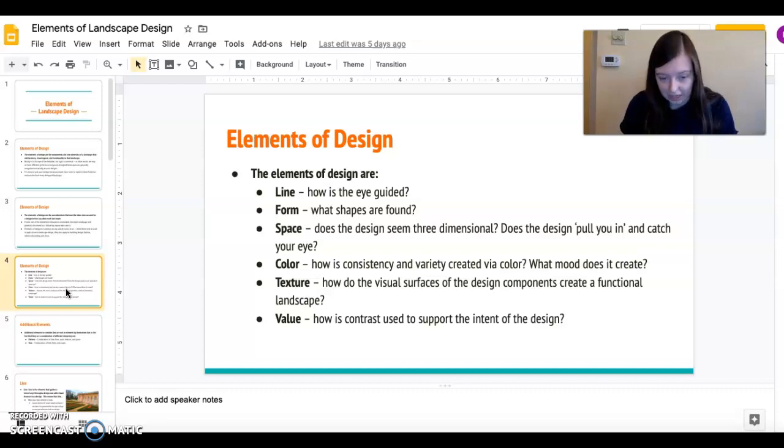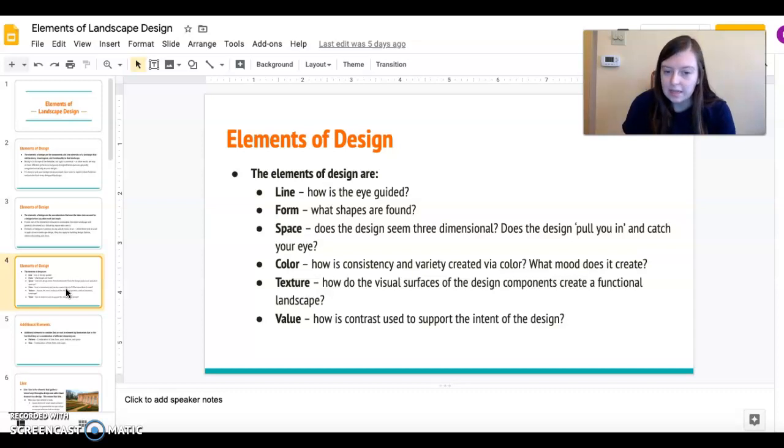The next one is going to be texture. So how do the visual surfaces of the design components create a functional landscape? How does everything work together? You don't want too much of the same thing because that gets pretty boring and not something we want to look at all the time. Texture allows it to have pops of different textures, different shapes, sizes, all of that stuff.